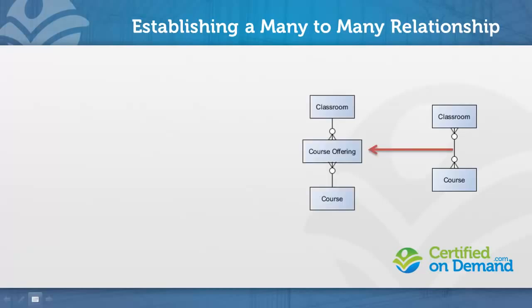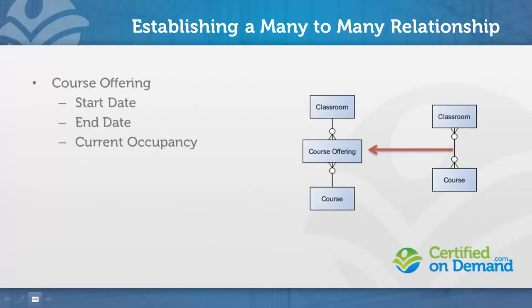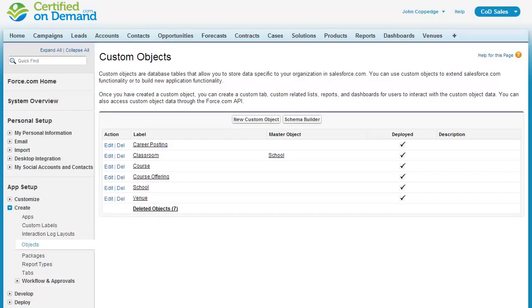In this scenario, we will call our junction object course offering. And this object will be used to describe elements like when the course starts, when it ends, and what its current occupancy is. The classroom, on the other hand, will be used to describe the maximum occupancy of that course offering. Let's take a look at how this relationship gets established in Salesforce.